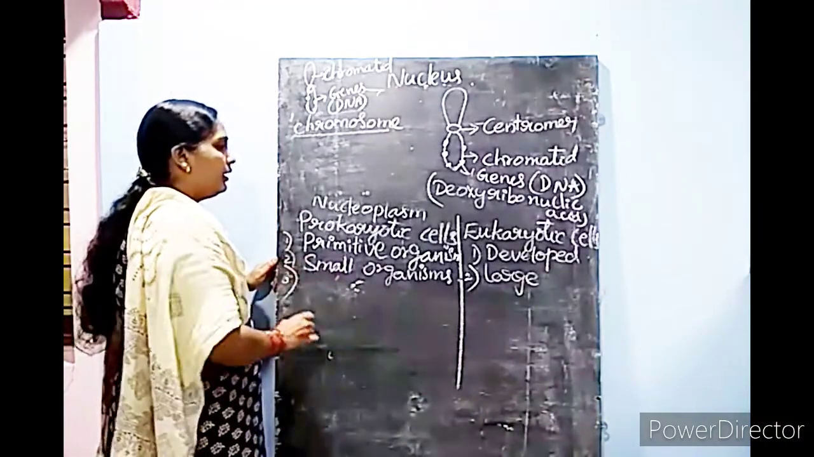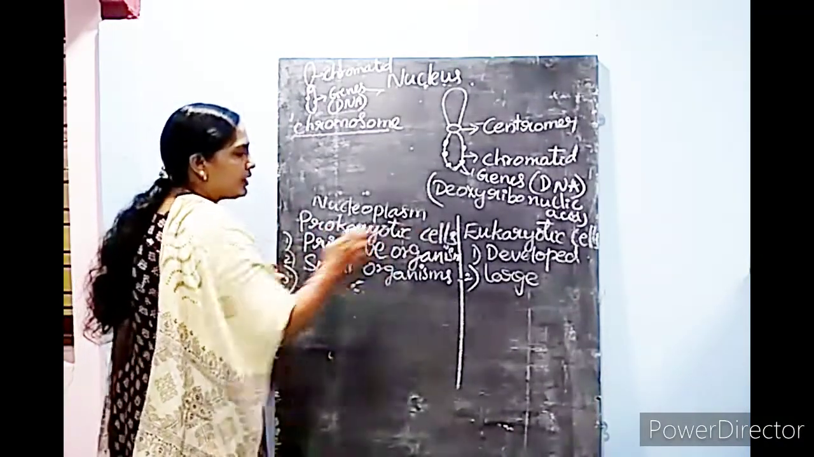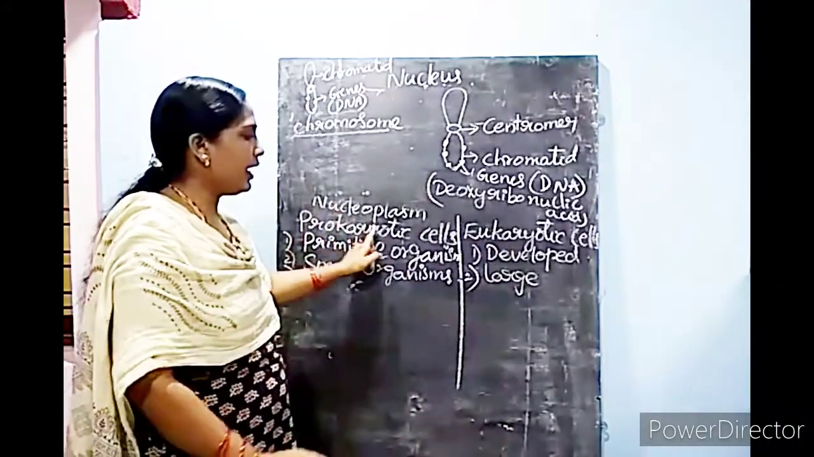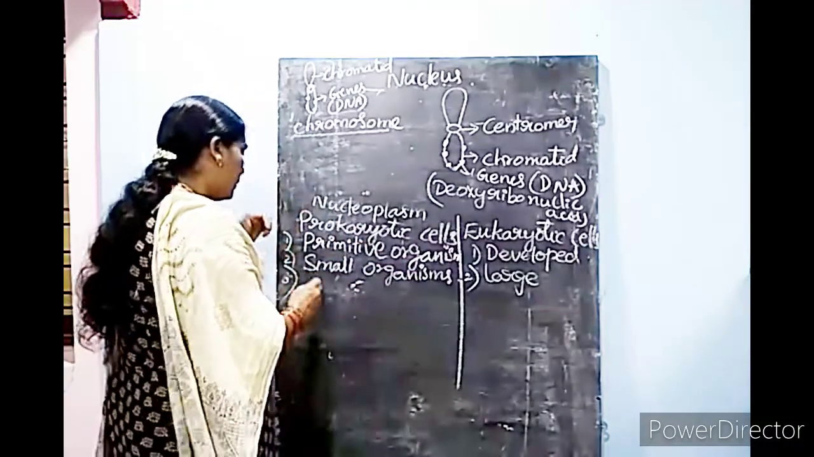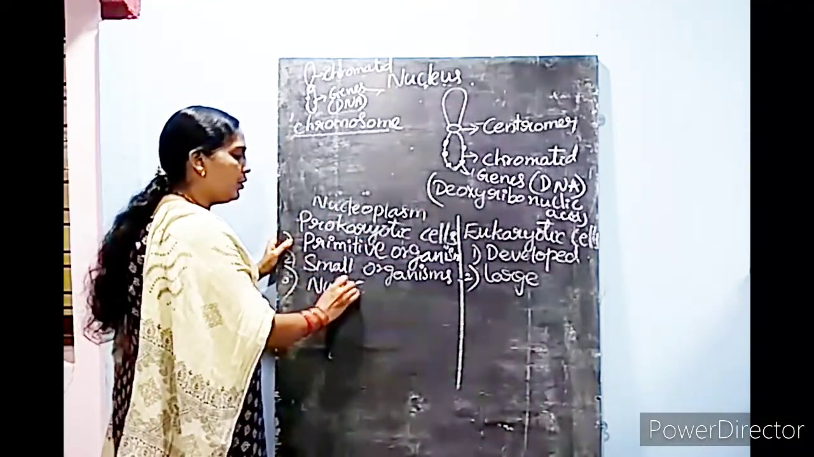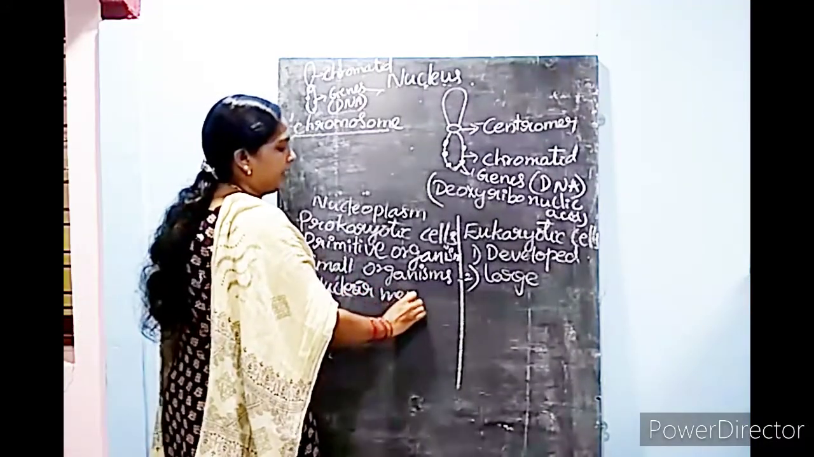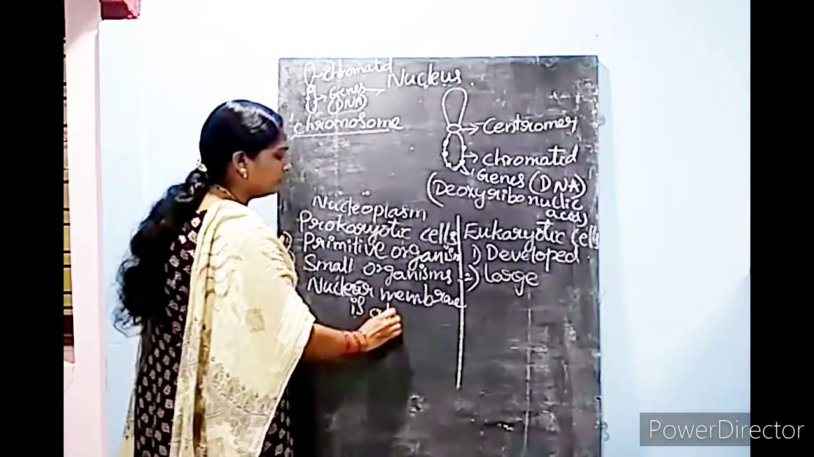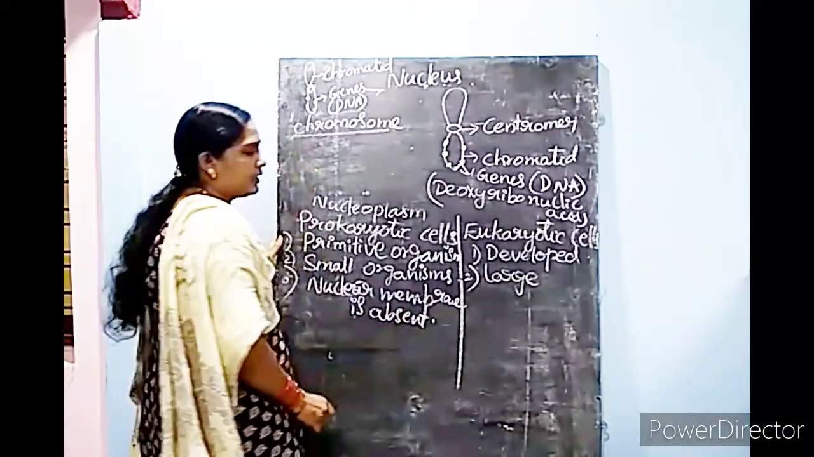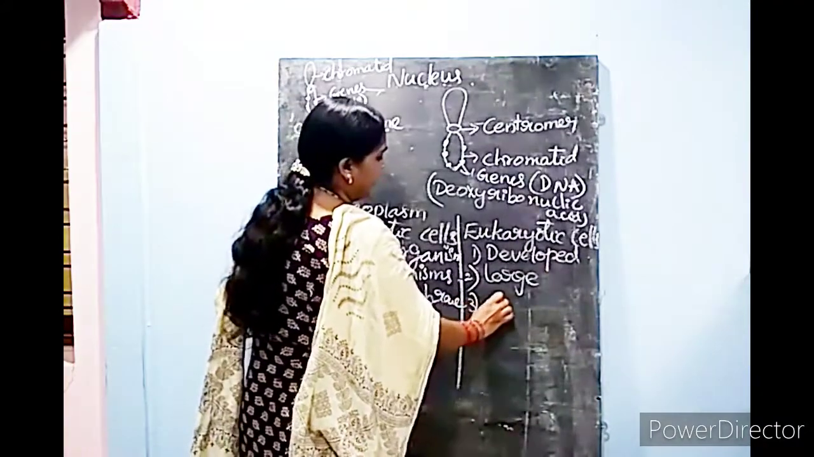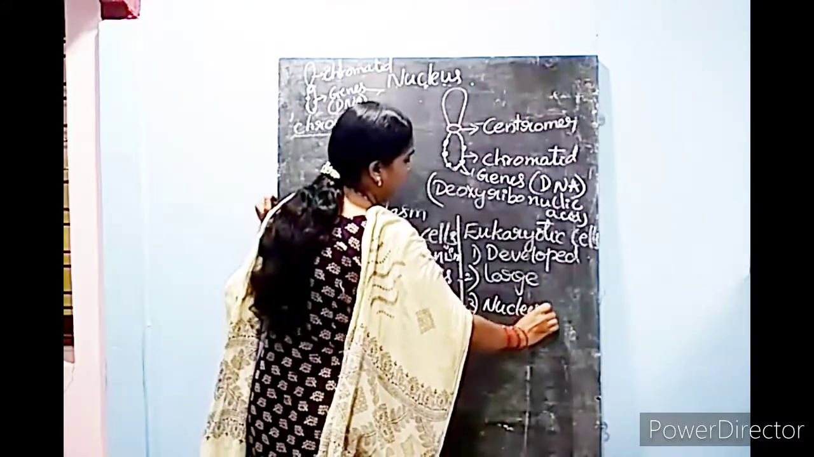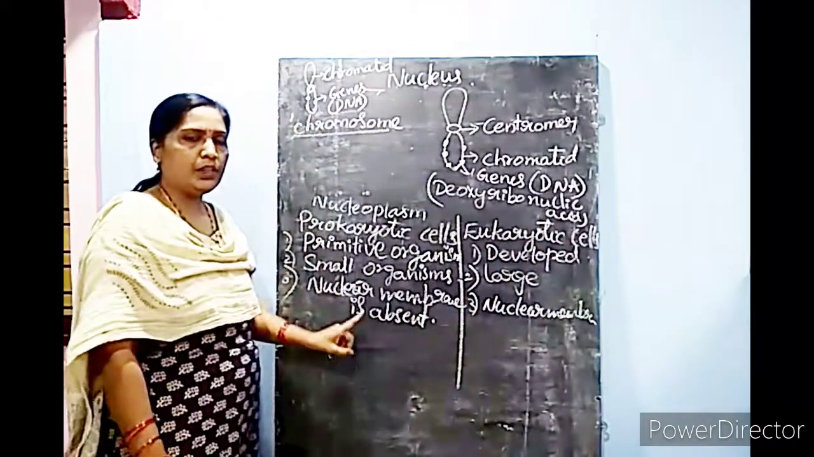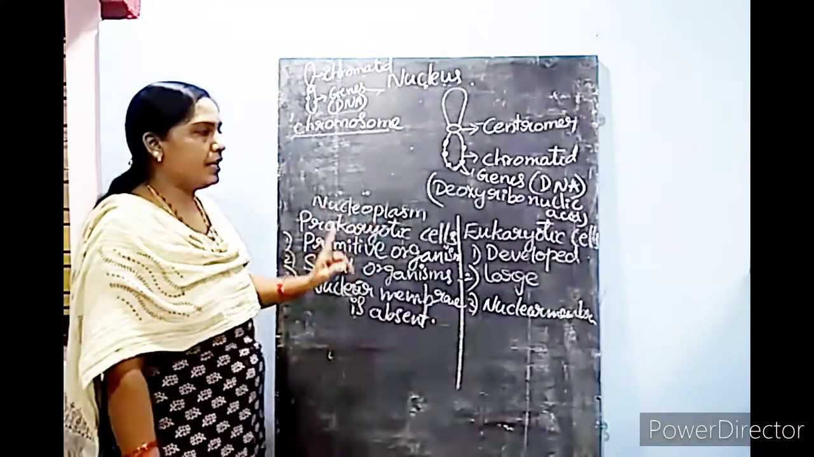Now, do prokaryotes have a nuclear membrane around the nucleus? No. So here in prokaryotes, nuclear membrane is absent. And in the eukaryotes, nuclear membrane is present. Nuclear membrane present in eukaryotes, absent in prokaryotes.